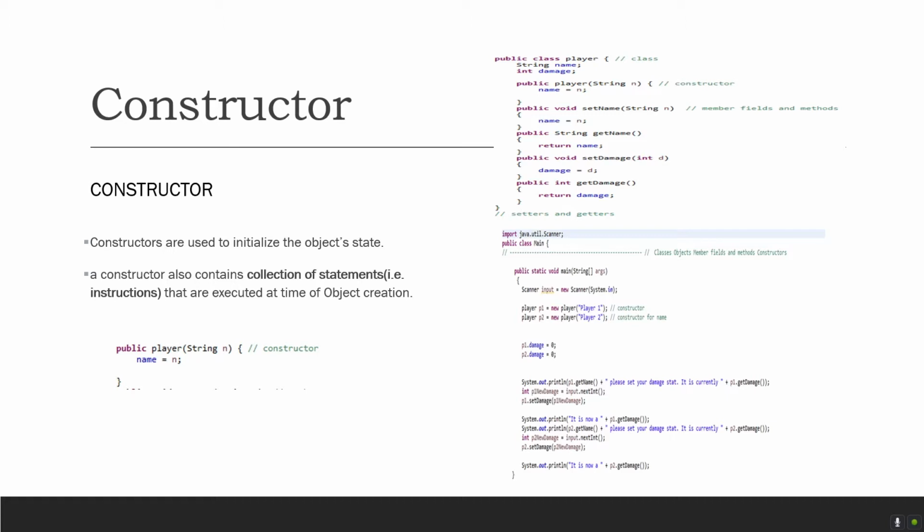So this is using the same images as the previous slide. This just being the constructor, you're creating name equals n. This is just the method of storing information. And we also use that for damage in a way, for int damage. That was another version of that right there. So it's just for making the collection of statements.